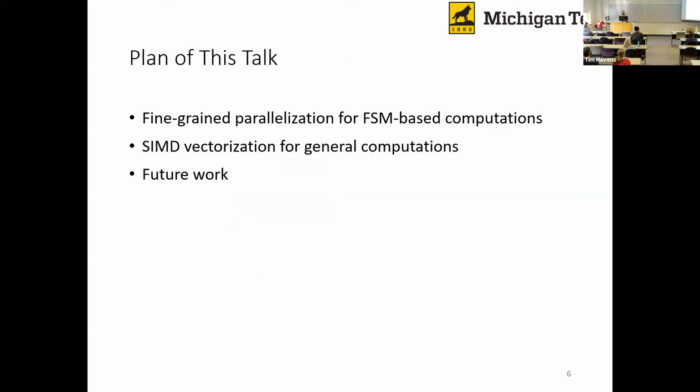So in this talk, I will first introduce how to utilize the fine-grained parallelization for finite state machine-based computations. And then we will go further to see, for general computations, how we can benefit from this fine-grained single instruction, multiple data vectorization. And finally, I will briefly mention some of my future work.